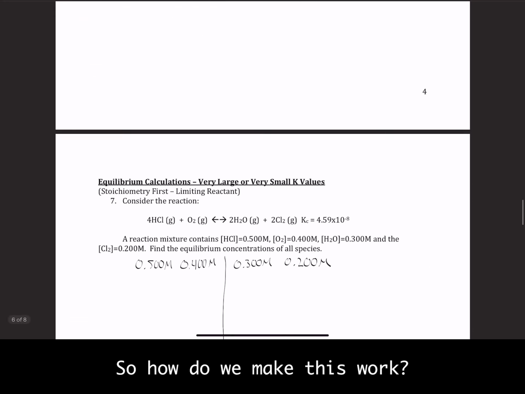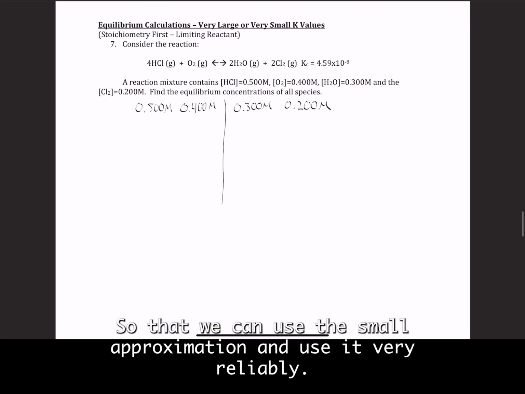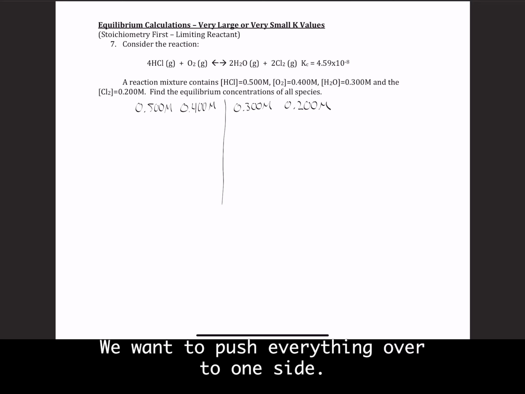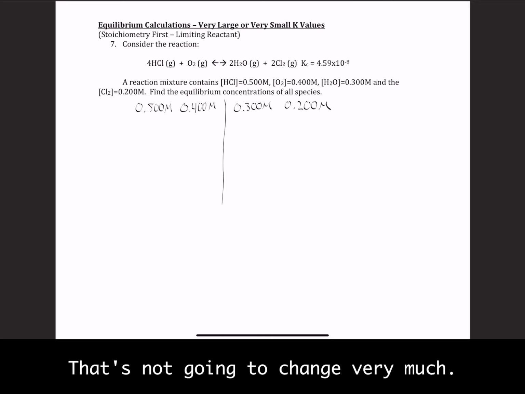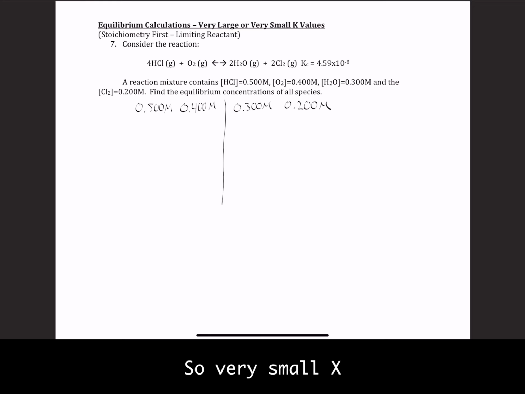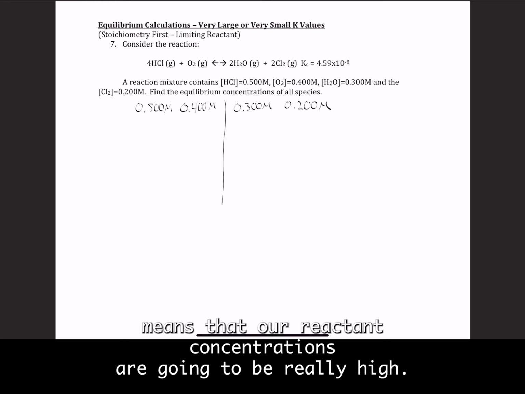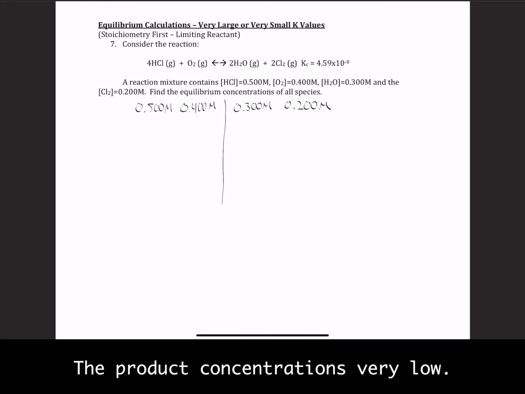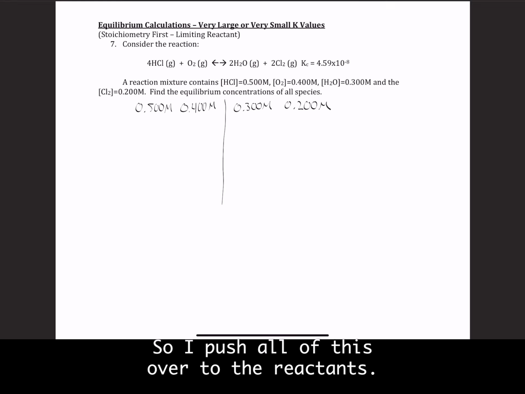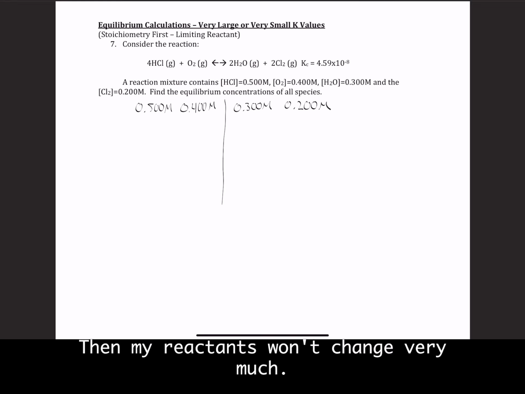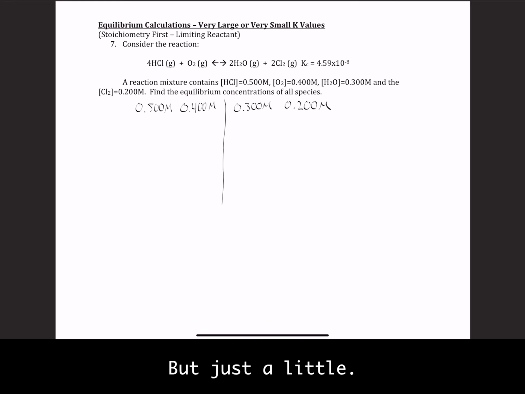Okay, so how do we make this work? So that we can use a small x approximation and use it very reliably. We want to push everything over to one side. We want to push everything over to the side that's not going to change very much. So very small x means that my reactant concentrations are going to be really high, my product concentrations are going to be low. So if I push all of this over to the reactants, then my reactants won't change very much, and my products will change by just a little. So we have to do some stoichiometry.